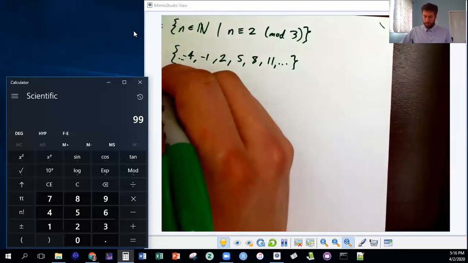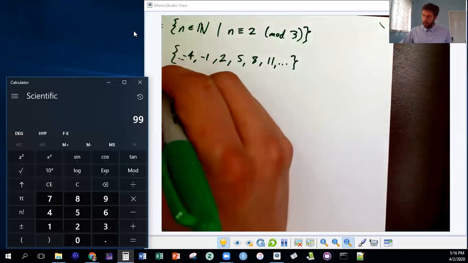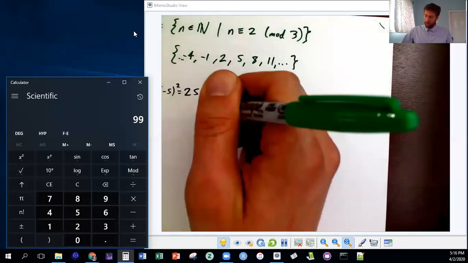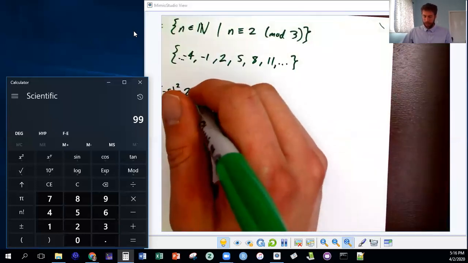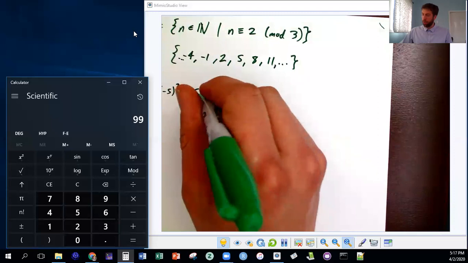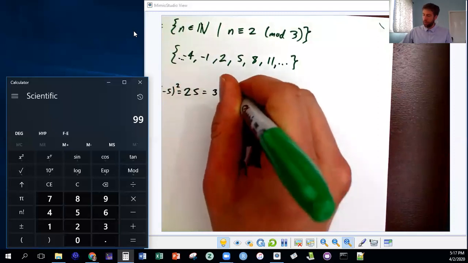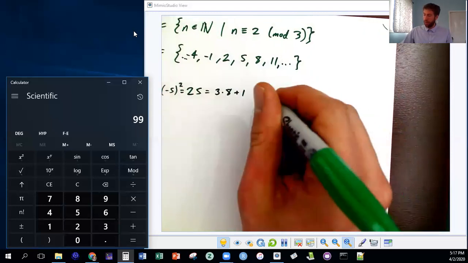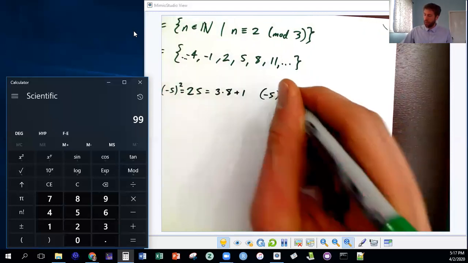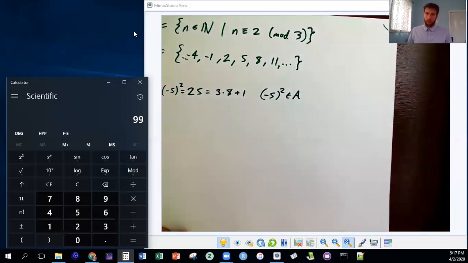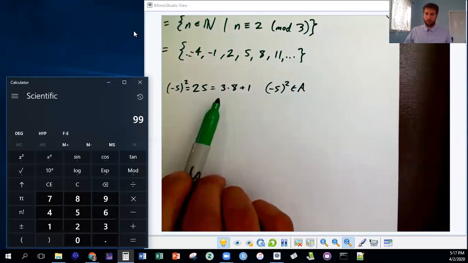So let's pick -5. Squared is 25. And that is equal to 3 times 8 plus 1. So it's in A. So -5 squared is in A. It's equivalent to 1 mod 3, because it's 1 more than a multiple of 3.